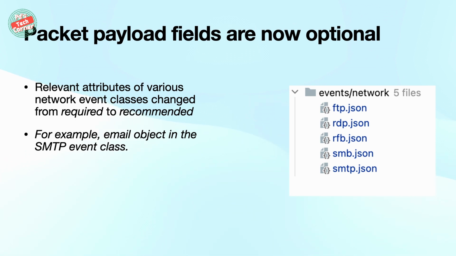All the packet payload fields in the various network events have been made optional. So this has impacted FTP, RDP, RFB, SMB, SMTP, etc. An example of such an event could be the email object in the SMTP event class.